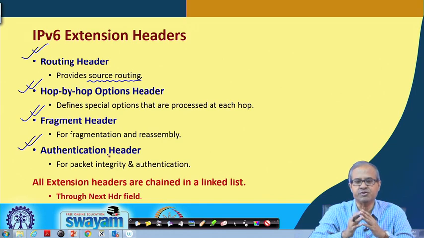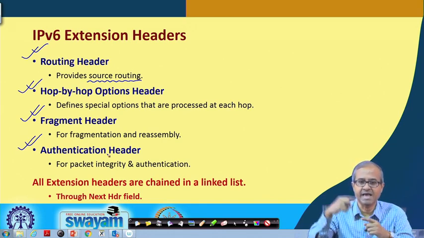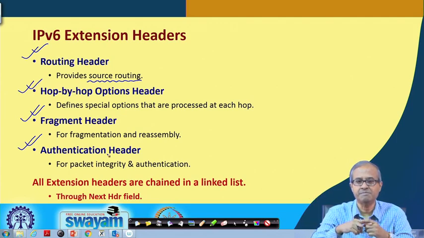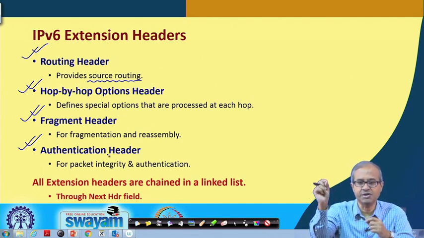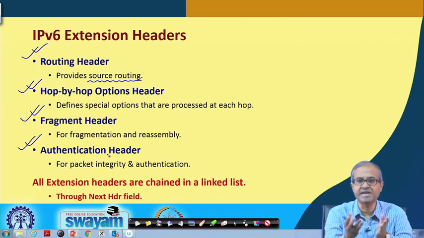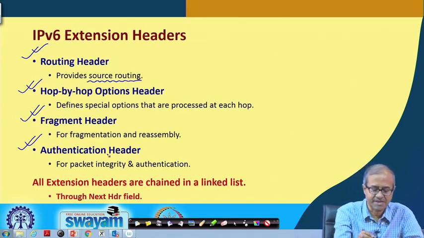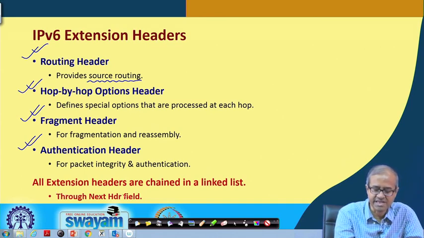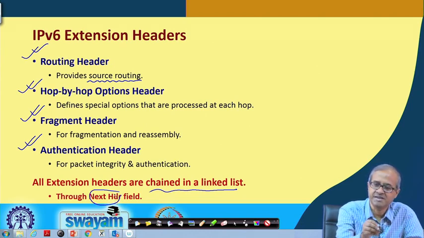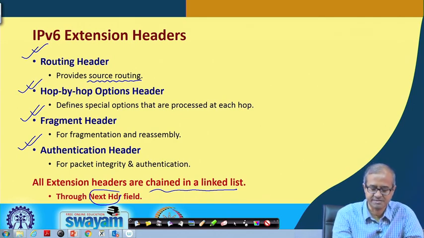This is what is meant by authentication. I must be sure that whatever I am getting is actually coming from the person or the node which it is claiming as the source. That is authentication, right. And here, as I told, all the extension headers are chained in a linked list using the next header field, which is present in the base header as well as all the extension headers.